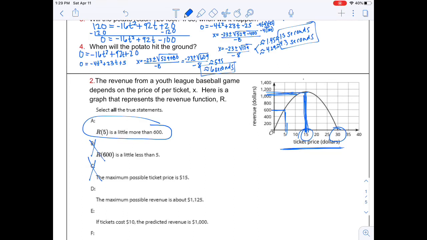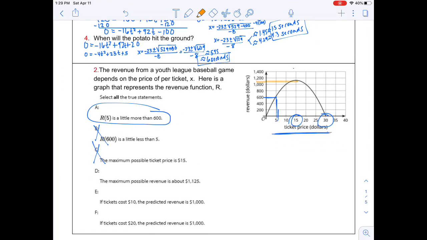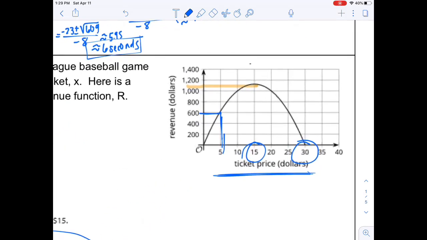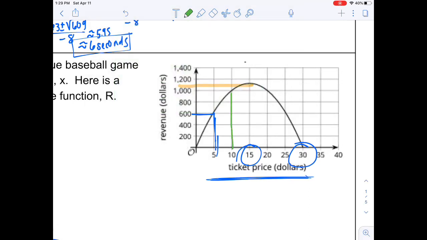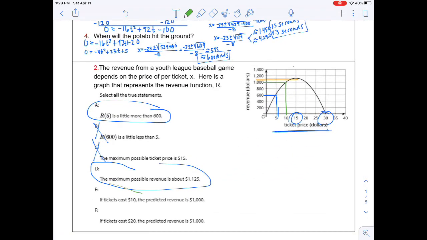Letter D, the maximum possible revenue is about $1,125. So let's go back over here. The maximum revenue is about $1,125. I would say yes, this one is correct. Okay, let's go to the next one. If the tickets cost $10, the predicted revenue is $1,000. I'm going to change my color. If the ticket is $10, the revenue would be $1,000. Yes, that would be correct.